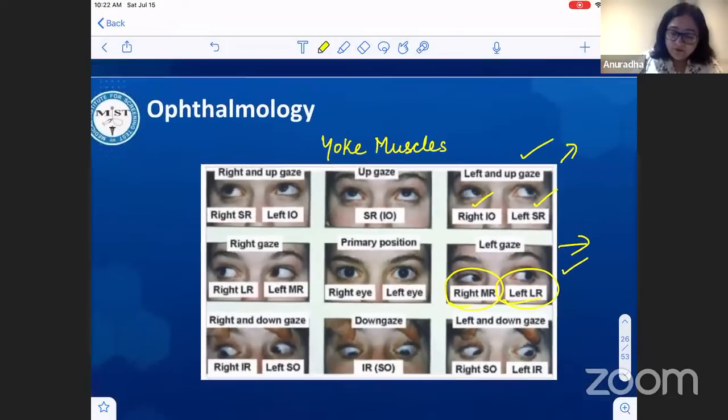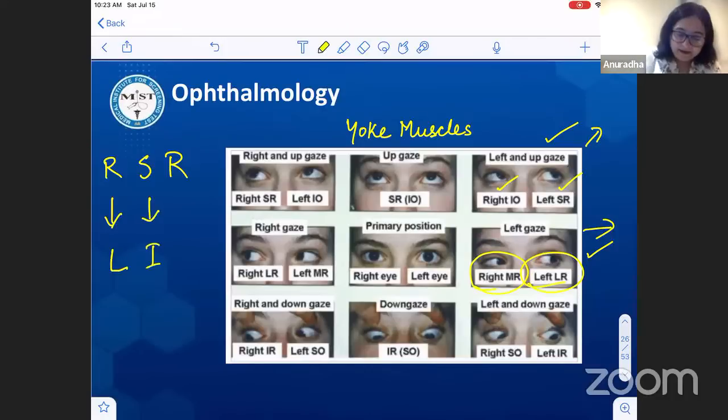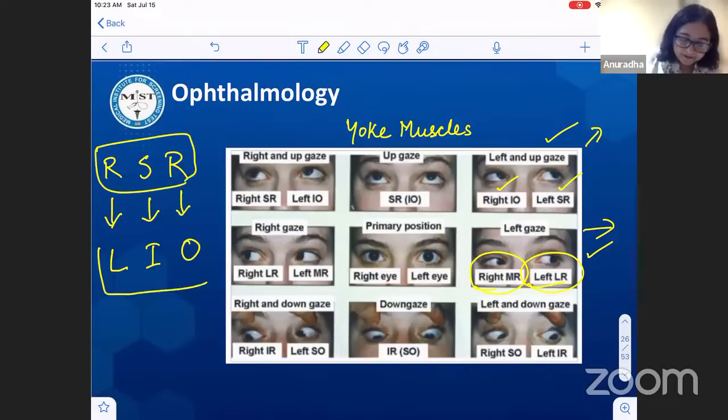Now, for the exam, I always tell in the class, there is a very easy way to find the yoke muscle. If they ask you to find the yoke muscle of the right superior rectus, in the exam you need not think about it. Just make right into left, superior into inferior, and rectus into oblique, and that will give you the yoke muscle. So for the right superior rectus, the yoke muscle is the left inferior oblique.